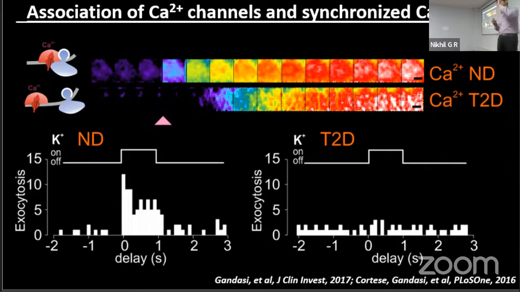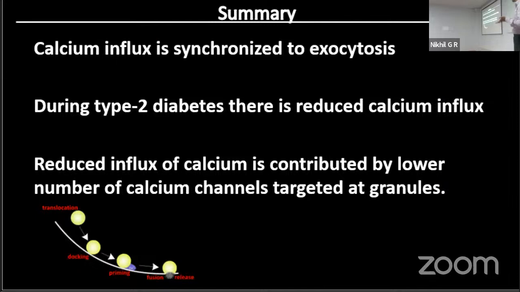So we got the lower expression, what is happening, and we could also get a phenotype for it in terms of calcium. This was very satisfying for us. We realized that calcium influx is very important for exocytosis, which was already well known in neuronal cells, but we tried to see this in beta cells. And that synchronization is lost in case of type 2 diabetes. The reduced influx means that there's a lower number of calcium channels at the place where the exocytosis happens. It's not that overall there's a decrease in expression, which is not true at all. It is just that at the place where it should be localized, that is not the case.